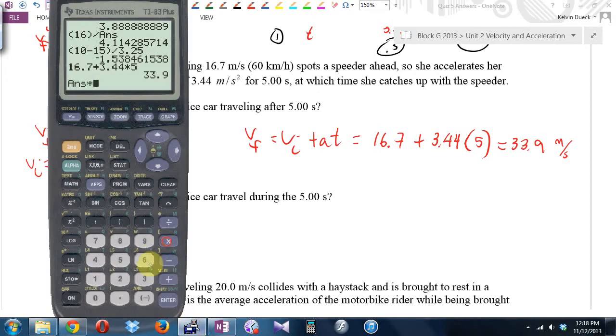Just because I'm a nerd, about 122 kilometers an hour. I kind of wanted to know. Remember we had our shortcut, had to do with 3.6.